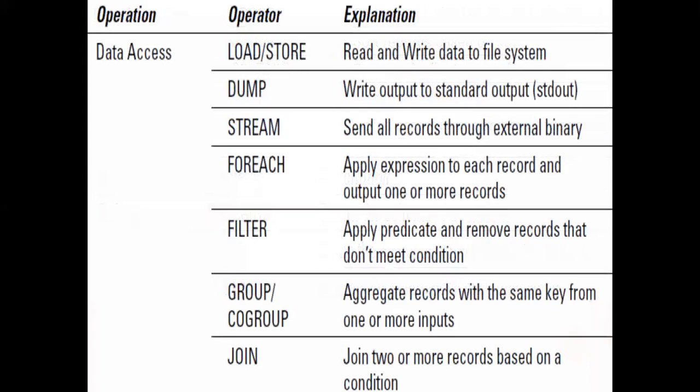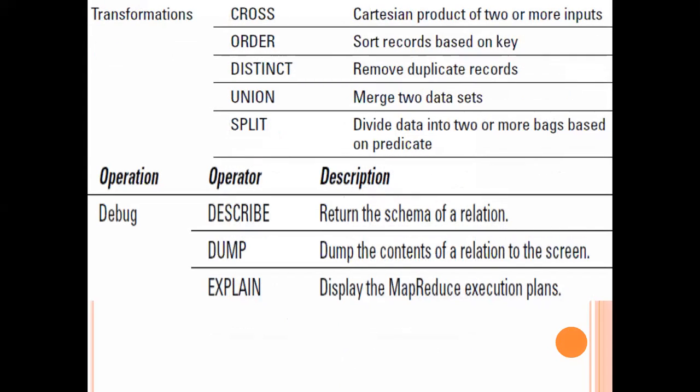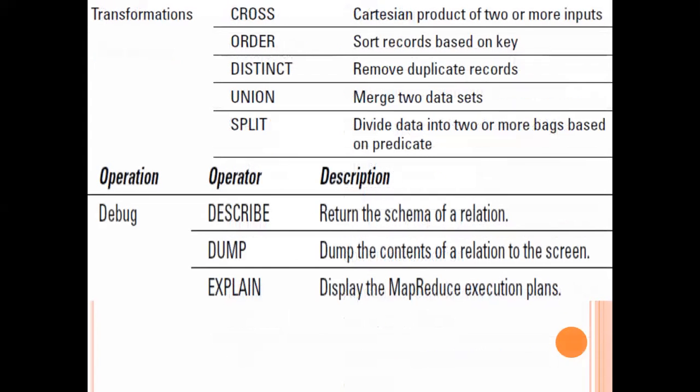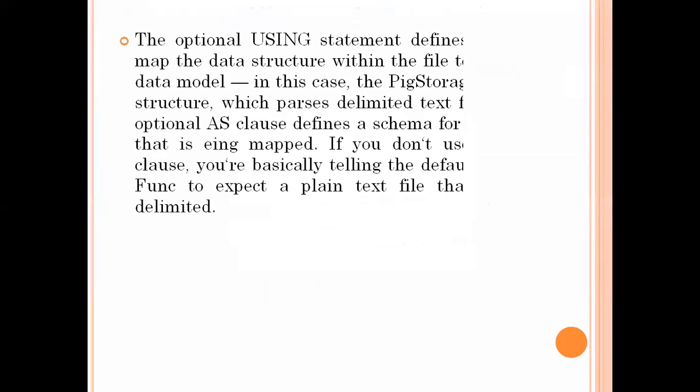So first one is data access, second is transformation, and third is debug. Remember these operators along with their usage: load, dump, stream, foreach, filter, group, co-group, join, cross, order, distinct, union, split, describe, dump, export. These operators are categorized into three parts: data access, transformation, and debug.